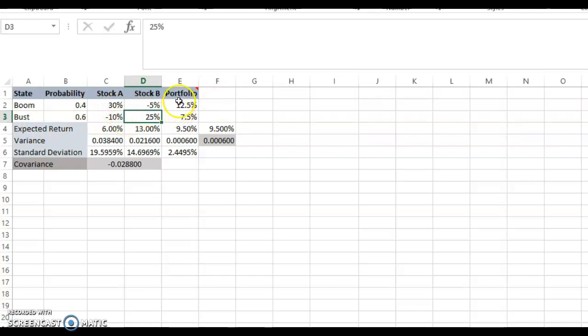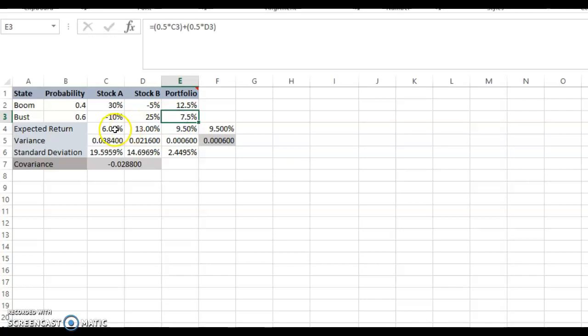And this is also given, but actually these two you can calculate. It's actually 0.5 multiplied by 30% plus 0.5 multiplied by negative 5%, you get 12.5%. Here, 7.5% is 0.5 multiplied by negative 10% plus 0.5 multiplied by 25%, you get 7.5%.